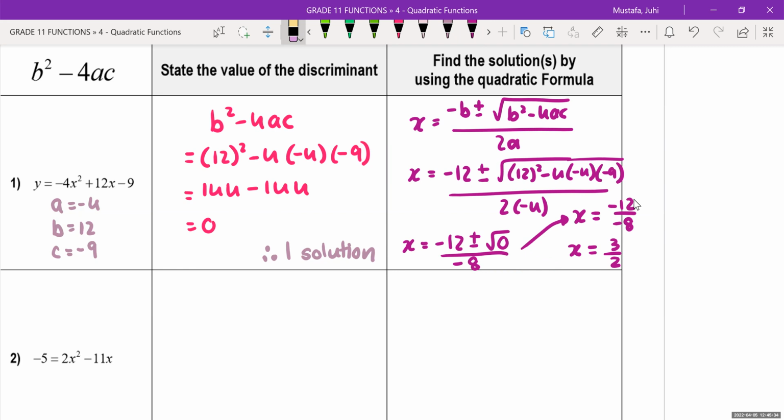So the discriminant is helpful in telling us how many solutions there are, but it doesn't tell you what the actual solution is. If you want to know the exact solution, you have to try to factor it or use the quadratic formula or complete the square.